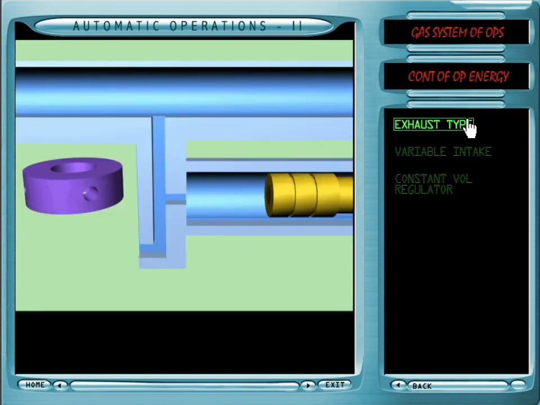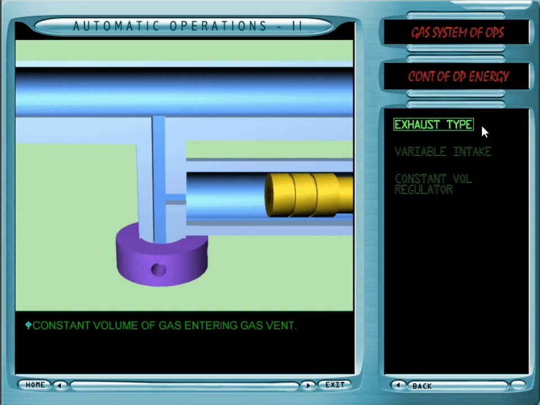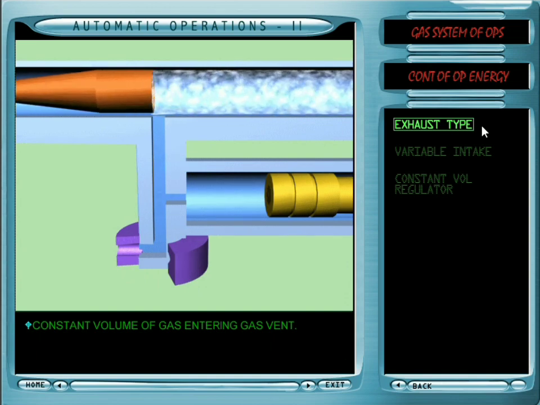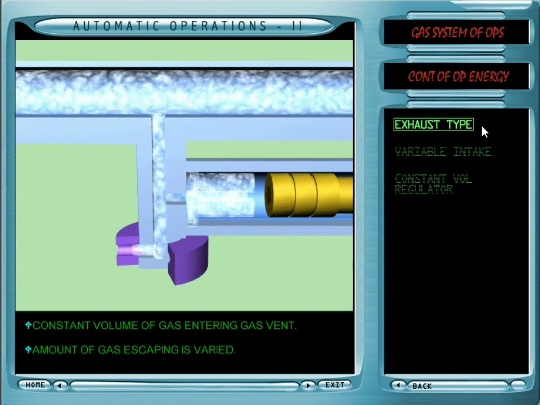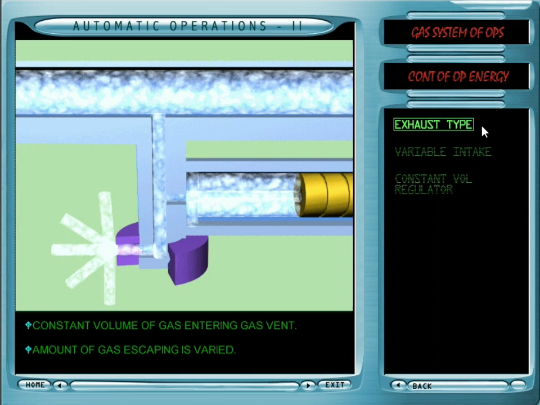The exhaust type of gas regulator has a constant volume of gas entering the gas vent. It is provided with different sizes of gas escape holes. Thus, the regulator varies the amount of gas that escapes through its gas escape holes, and in turn varies the amount of gas acting on the piston head to complete the cycle of operation.